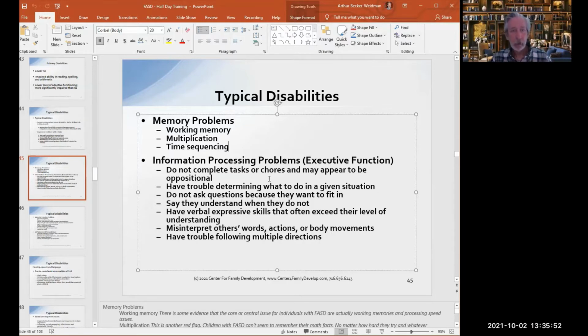We'll talk more about that when we talk about treatment. We talked about executive functions that may be impaired. They often don't complete chores or tasks. They may look like they're being oppositional, but it may have more to do with executive functioning. Difficulty determining what they should do next. Often they won't ask questions. They say they understand when they don't. They'll nod their head. And this reminded me of something. You ask the child to do something, they don't do it. And often a caregiver, a teacher, or even a therapist will say, well, why didn't you do that?